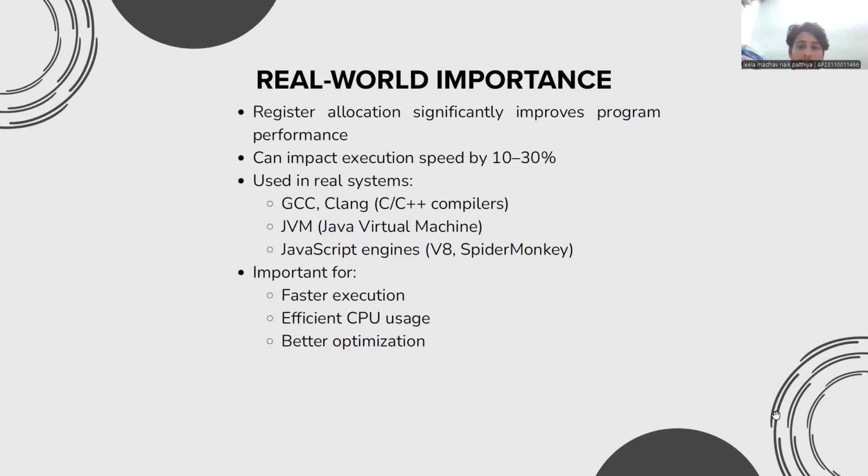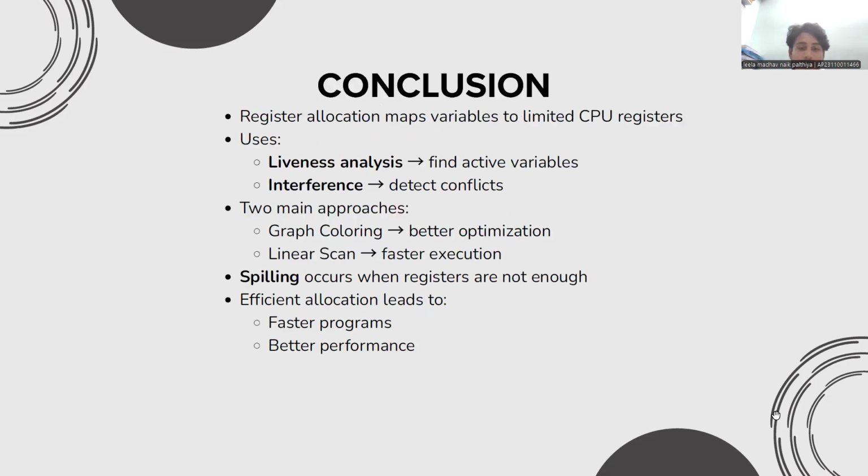Register allocation is used in real systems like GCC and Clang, the Java Virtual Machine, and JavaScript engines. It can improve performance by 10 to 30%.